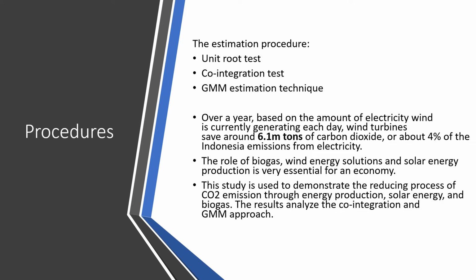Next, I'll be moving on to the procedures of this study. The estimation procedures of this study were divided into three parts that include the unit root test, the co-integration test, and the GMM estimation technique. These tests are used in order to study the order of integration, co-integration relationships, and the significant impacts of those different variables that I explained before.